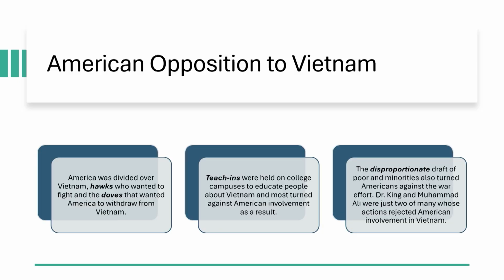American opposition to Vietnam. There were 2 groups when it came to Vietnam: the Hawks, who wanted to fight, and the Doves, who wanted America to withdraw from Vietnam. And we're going to see that because of that struggle, it's going to cause a great many problems in America. One of the things that happens in the 1960s in protest to the Vietnam War are the teach-ins. The teach-ins were a technique used on college campuses, where people were educated about Vietnam, and most turned against American involvement as a result of those teach-ins, which in most cases were led by young people.